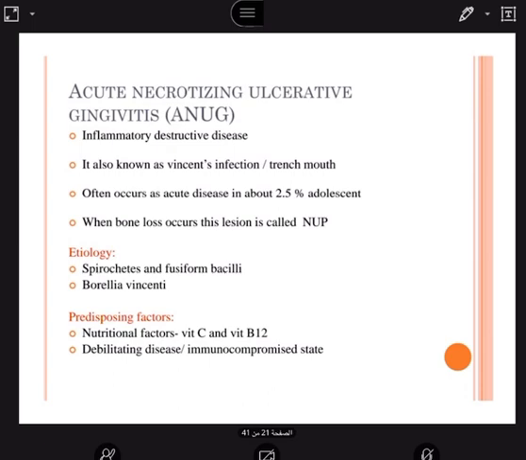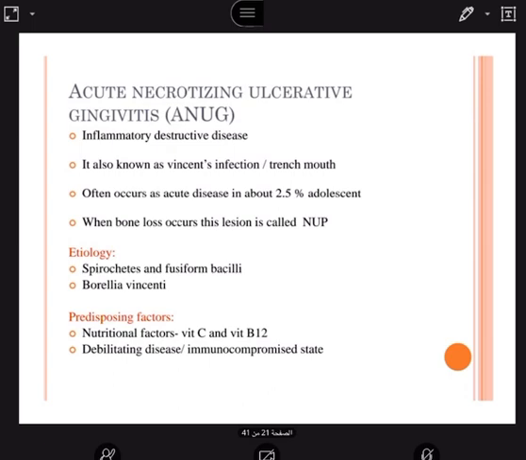When bone loss occurs, this condition is called NUP. ANUG means it involves the gingiva, whereas when bone loss occurs, it is called NUP, necrotizing ulcerative periodontitis. Now it is just known as necrotizing ulcerative gingivitis; the term acute is not used anymore. It is NUG, and if bone loss is there, it is called NUP. Etiology: usually it is said to be caused by spirochetes or fusiform bacilli, Borrelia vincentii.